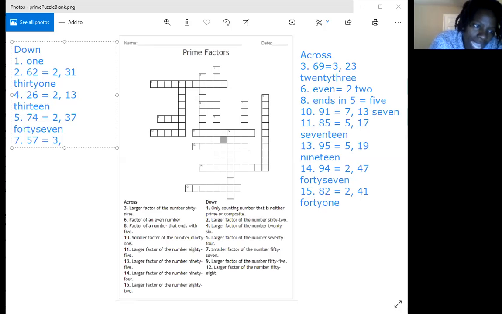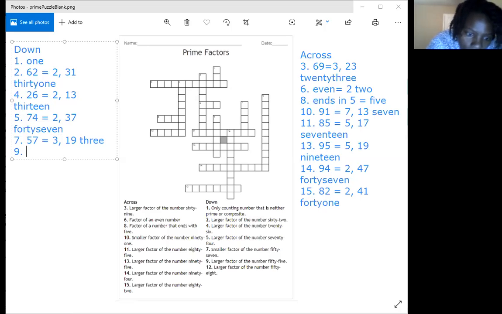We'll say 3 and 19 make up 57. We want the smaller factor. So it's not 19, it's going to be 3. So our answer is 3.